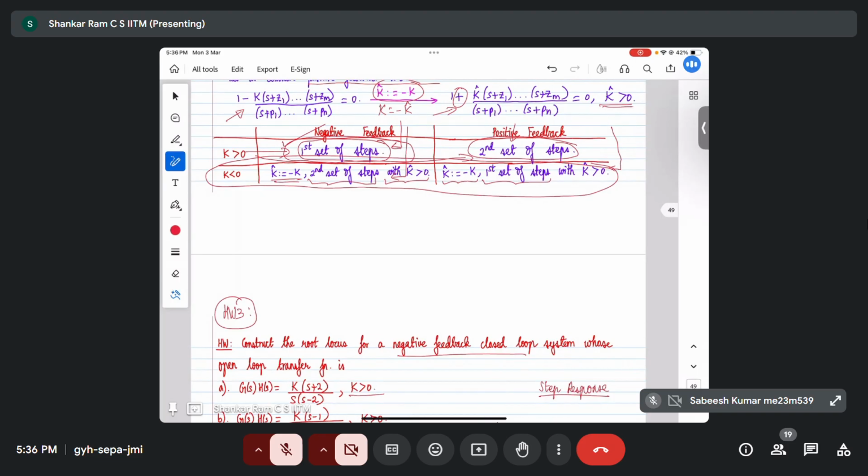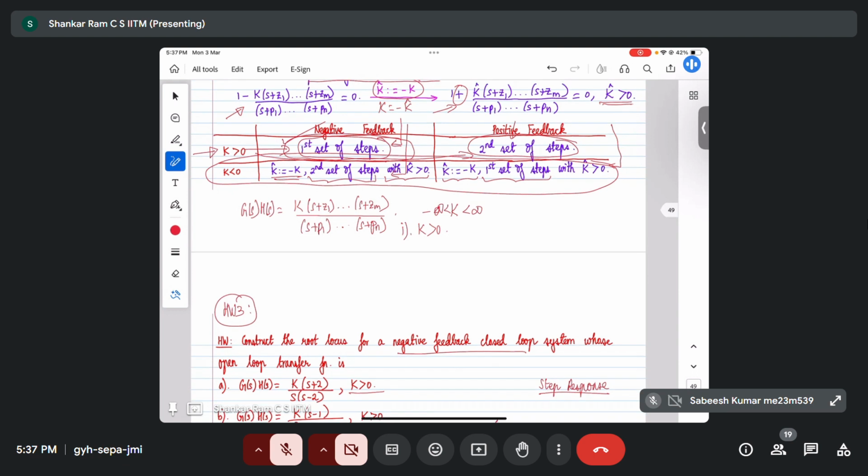So if you come and tell me, hey, you know what, I take the open loop transfer function G(s)H(s) to be k times (s plus z1) all the way till (s plus zn), divided by (s plus p1) all the way till (s plus pn), and I want to plot the root locus for all k going from minus infinity to plus infinity, right? Let's say you adopt that as the question. Then you need to solve two questions. First, you plot the root locus for k greater than 0, where you use this set of steps. Then in the same plot, you plot using the steps for k less than 0. You use this step, okay? So that's the broad picture answer. Okay, point number one.